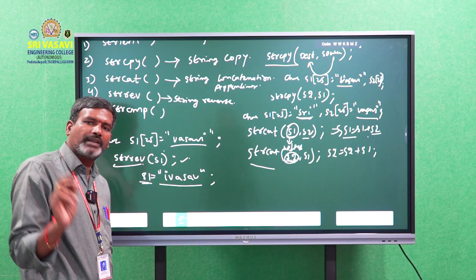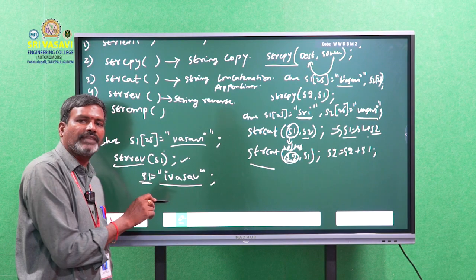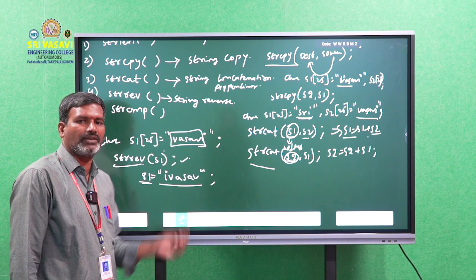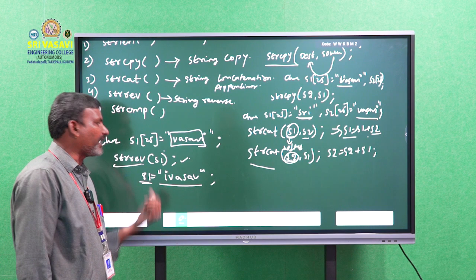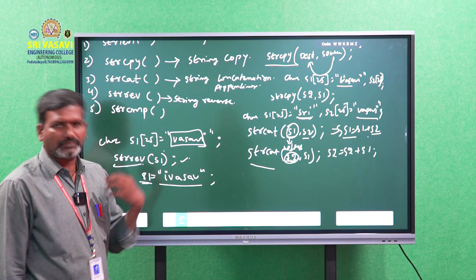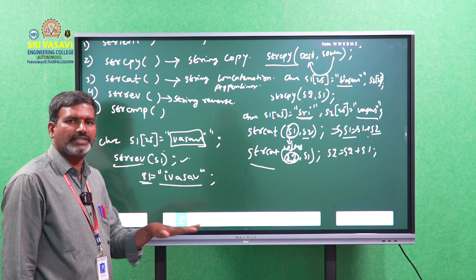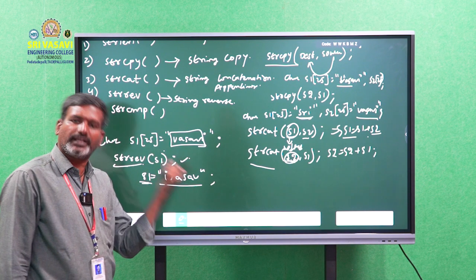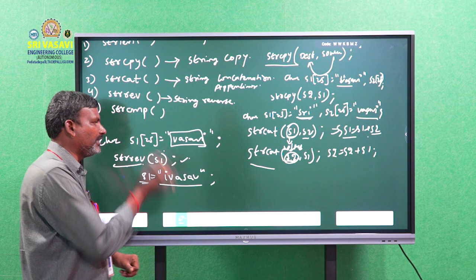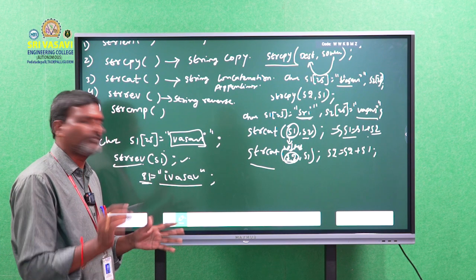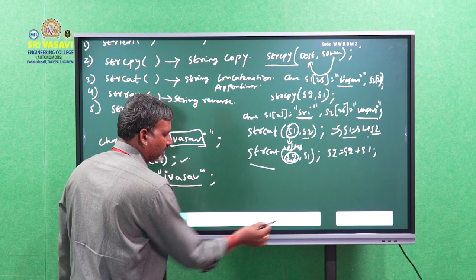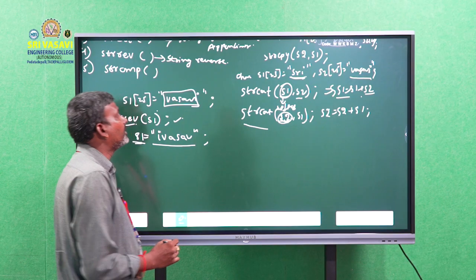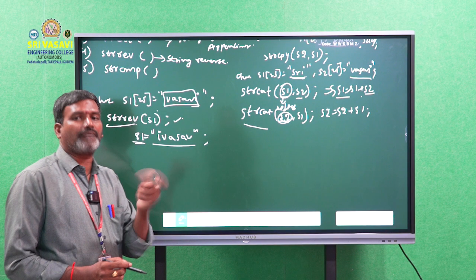Remember that one point. After executing the strrev command, we lose the original value. Sometimes we want to store the original value as it is, and also we require the reverse of the given string stored in another string. So in these two situations we must be careful. Why? Because this is used in comparison of two strings.